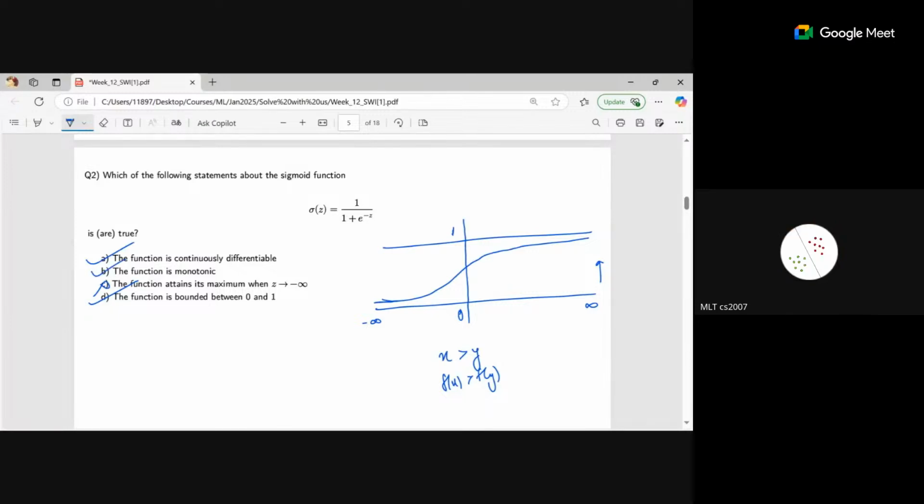And option A is of course correct, because we can see in the graph there are no sharp points or edges, and this is a continuous function. So option A is also correct. The function is continuously differentiable. So options A, B, and D are correct. Any doubt in the second part? Is it clear why the function is monotonic also? Yes, ma'am. Okay.